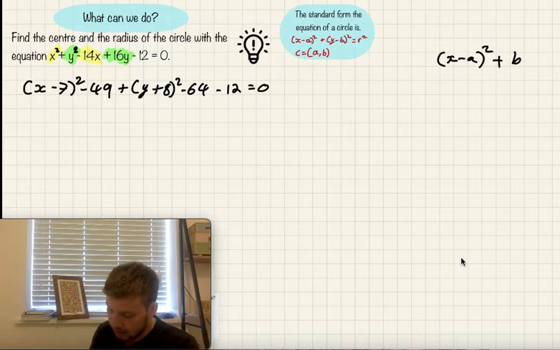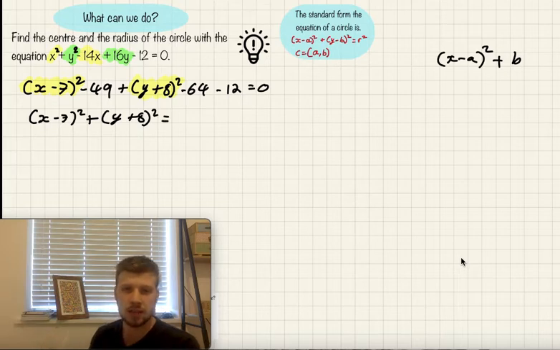Doing that, I'm going to leave this x minus 7 squared and this y plus 8 squared on the left hand side. So x subtract 7 squared plus y plus 8 squared. And that's going to give me, well, negative 49, negative 64, and negative 12 is negative 125. So adding it across is 125.